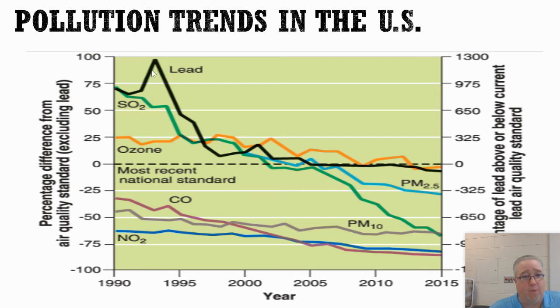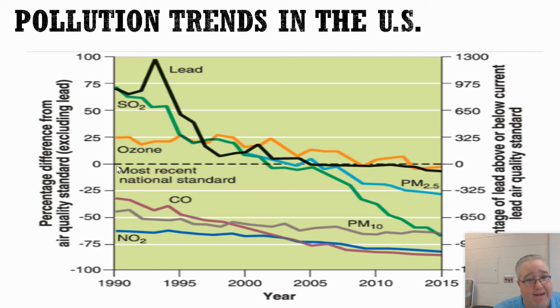You'll notice, for example, we have all of our criteria pollutants here: our lead, our SO2, ozone, carbon monoxide, NO2, even our particulate matter. These are all on the same chart, and this chart is giving us a reference point. It says here on the left, the percentage difference from the air quality standard.